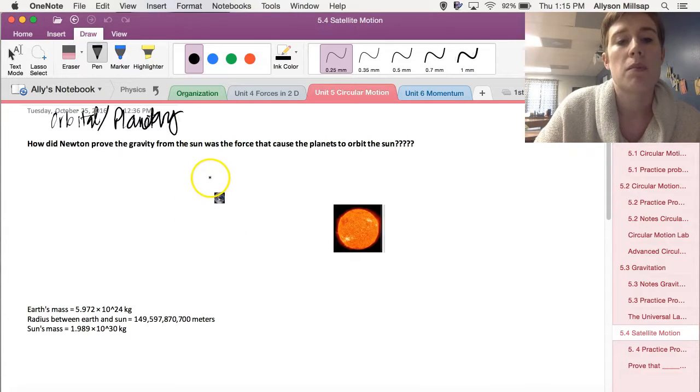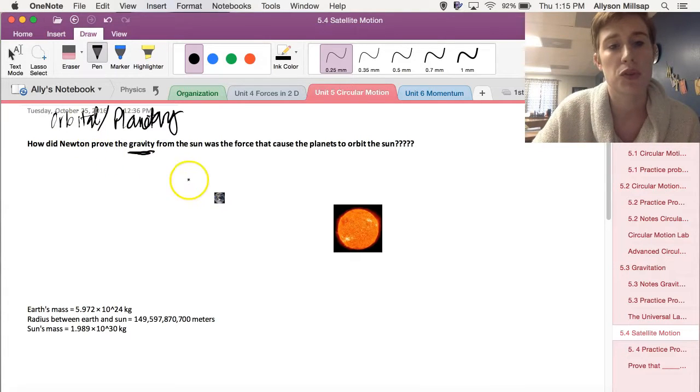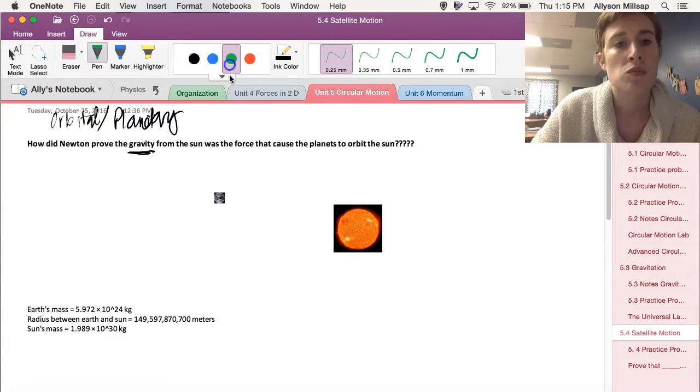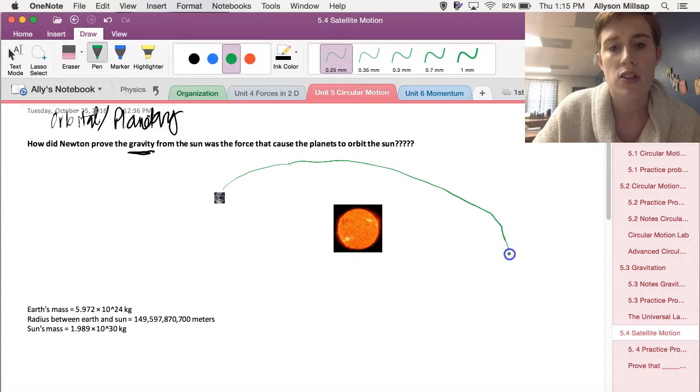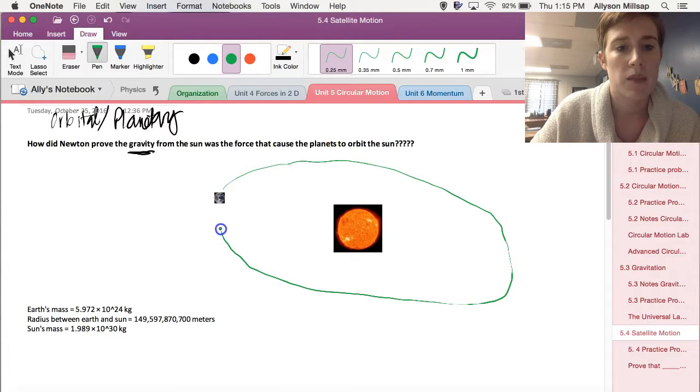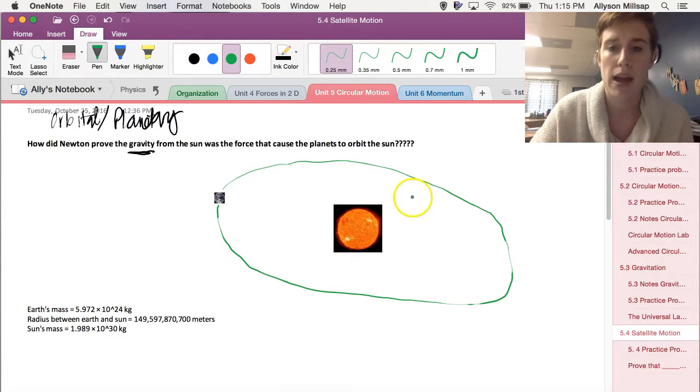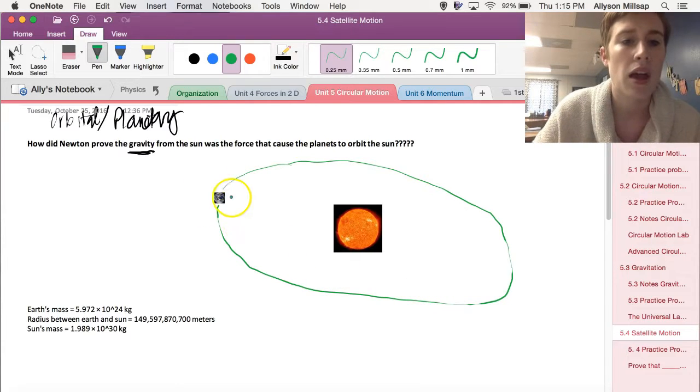Newton was able to prove that the moon orbited the Earth, and that the reason why it was orbiting was due to the force of gravity. But he wanted to prove that the Earth orbiting around the sun was due to gravity. So the Earth's orbit around the sun is not circular, it's elliptical, meaning that it kind of looks like a smashed circle. Okay? So this is the orbit.